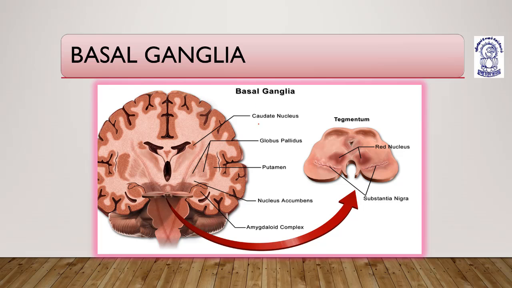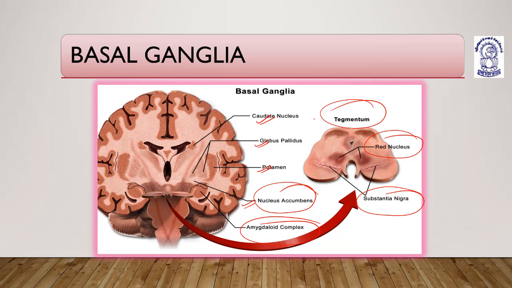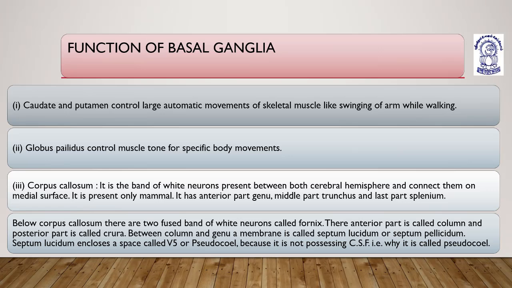This is the basal ganglia: caudate nucleus, globus pallidus, putamen, nucleus accumbens, amygdaloid complex, substantia nigra, red nucleus, and tegmentum. These are the parts of the basal ganglia.